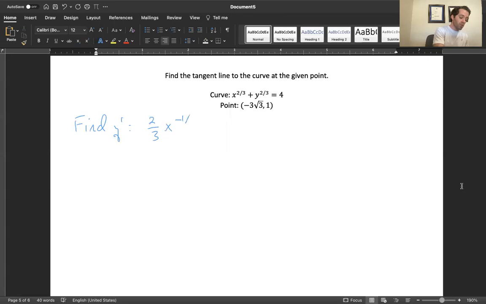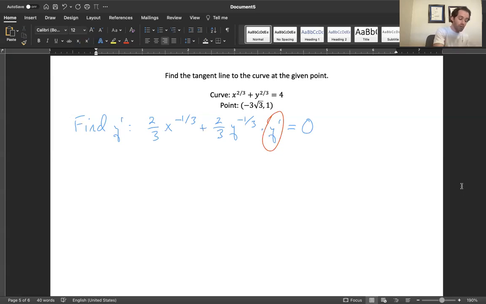x to the negative 1/3 plus 2/3 y to the negative 1/3. Don't forget your chain rule. Y is a function of x, so you need to multiply that by y prime. Anytime that y gets touched by a derivative, that's chain rule, baby. And then on the other side, derivative of 4, that's 0. Okay, this thing right here, that's what we're solving for. So I'm going to isolate that.